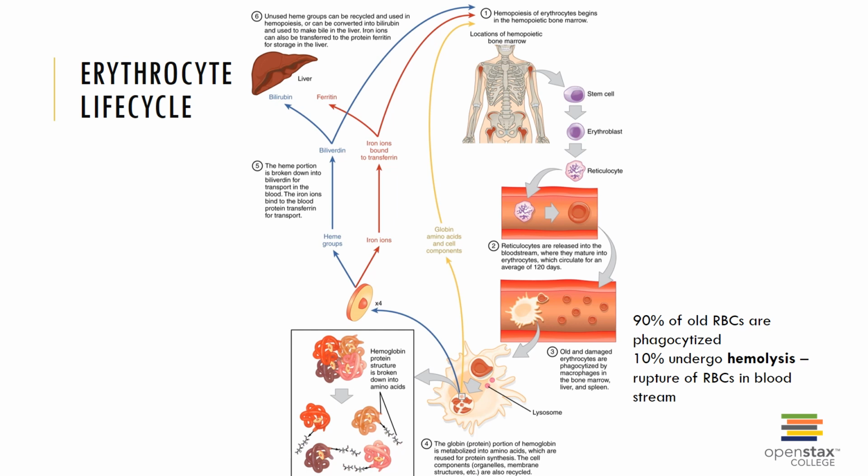The amino acids from the globin are recycled and used by the body cells to make more hemoglobin or other important body proteins. Iron from the heme is stored in the liver or transported to body cells by transferrin. The biliverdin, also from the heme, is converted to bilirubin and transported to the liver for further processing.